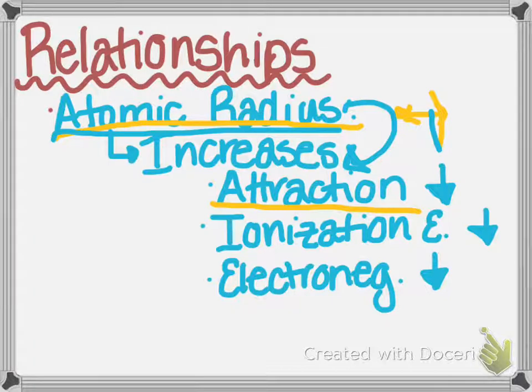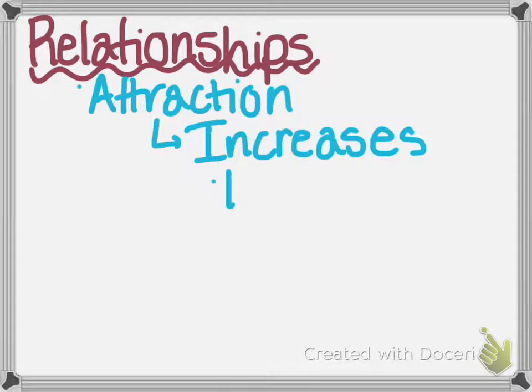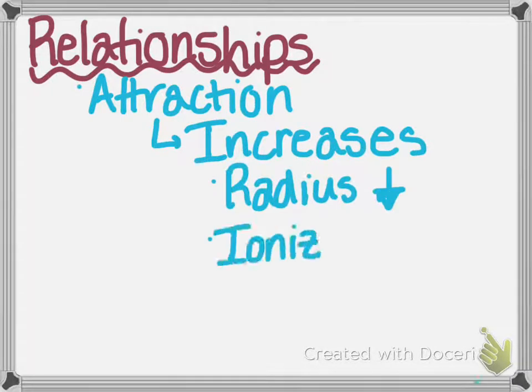So attraction really determines the result. If the attraction decreases, ionization energy and electronegativity are going to decrease. If attraction increases, ionization energy and electronegativity are also going to increase. So they're directly related: if one goes up, the other goes up. Looking at atomic radius, we can see how it going up decreases our attraction, which decreases our electronegativity and ionization energy.